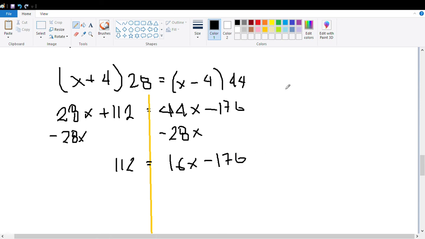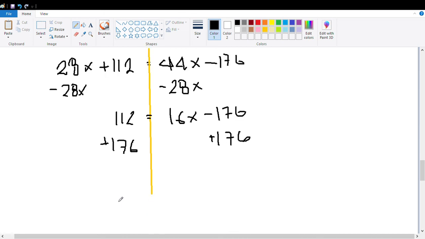Now what's the next step? We want to eliminate minus 176 by adding 176 on both sides. Hence, you're going to get 288 is equal to 16x. Now, our last step is divide both sides by 16 to get rid of that coefficient 16.